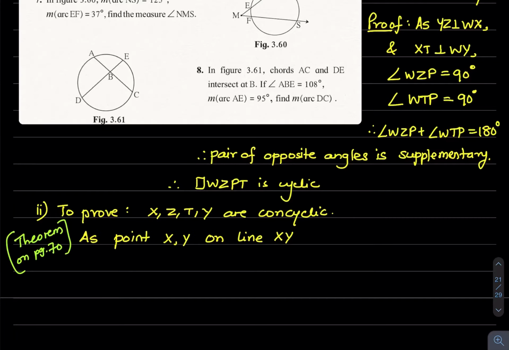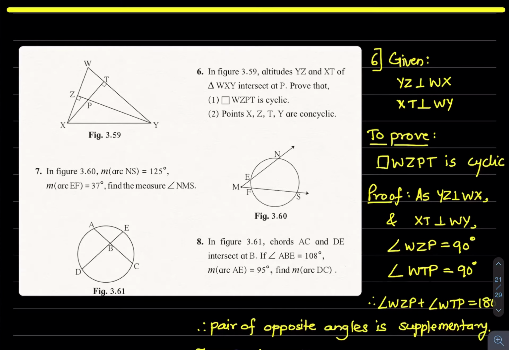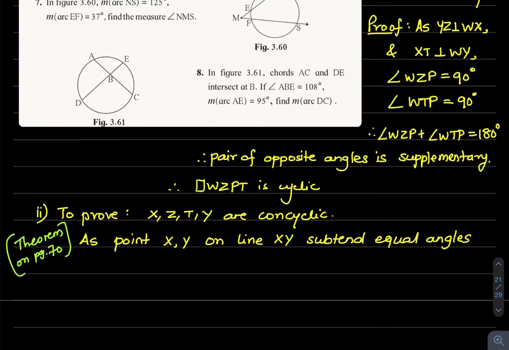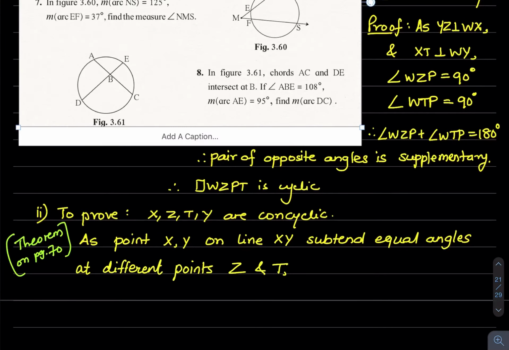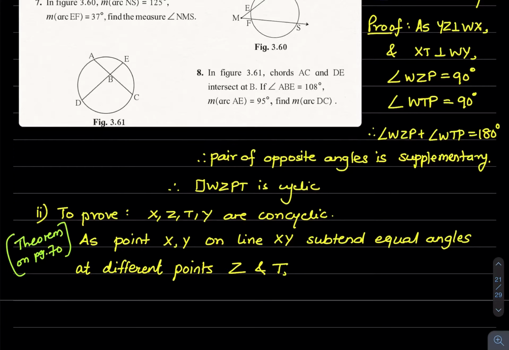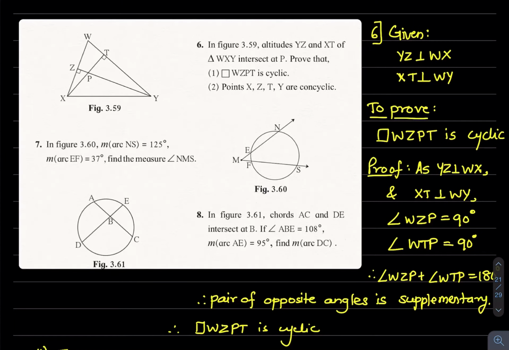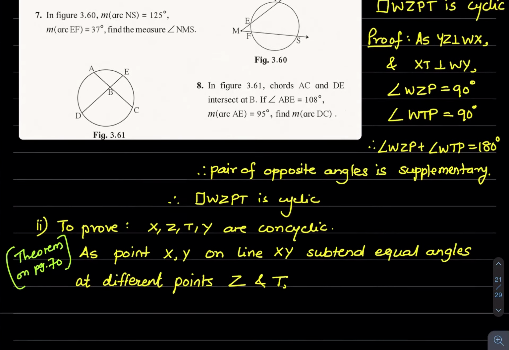Points X and Y on line XY subtend equal angles at different points Z and T. See here, these two points X and Y make this angle at T and make this angle at another point Z. These two points are distinct and both angles are equal. This is 90 degrees, this is also 90 degrees.